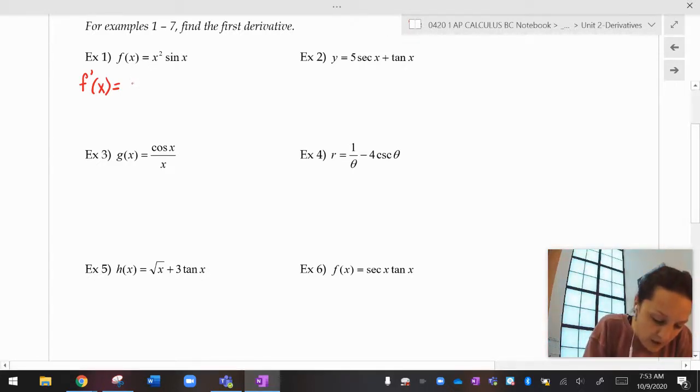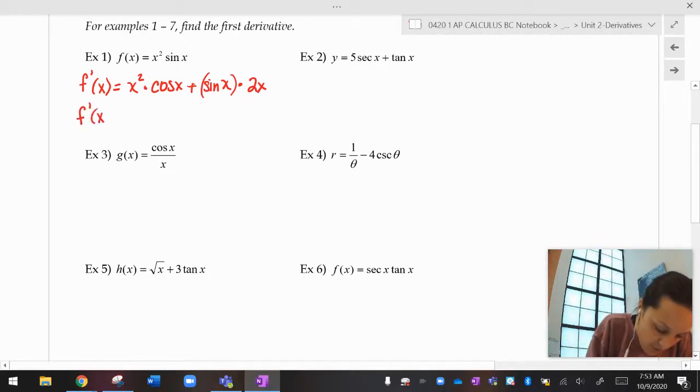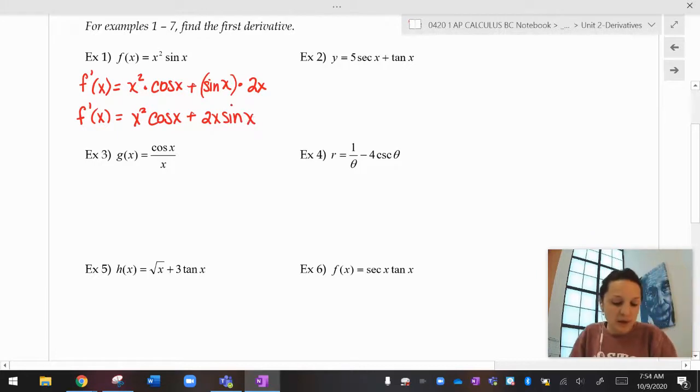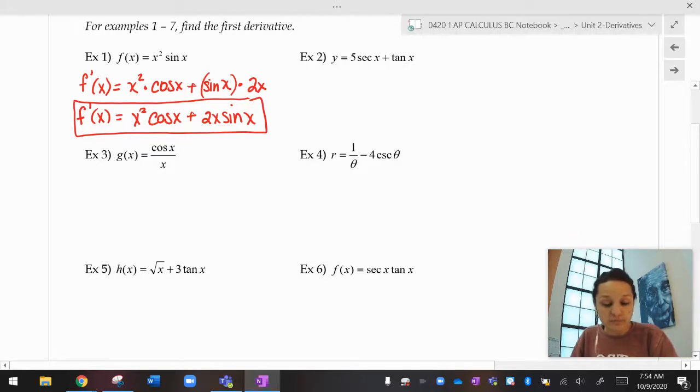All right, f prime is the first times the derivative of the second. The derivative of sine is cosine, plus the second times the derivative of the first. The derivative of x squared is 2x. Please make sure you know that sine x is being multiplied by 2x, not x times 2x, which gives me f prime of x equals x squared cosine x plus 2x sine x. And we're done.